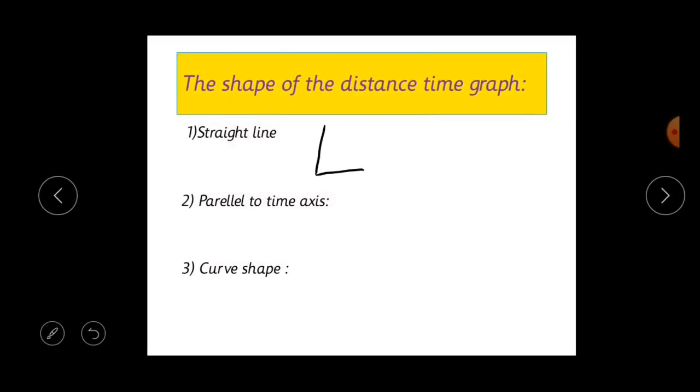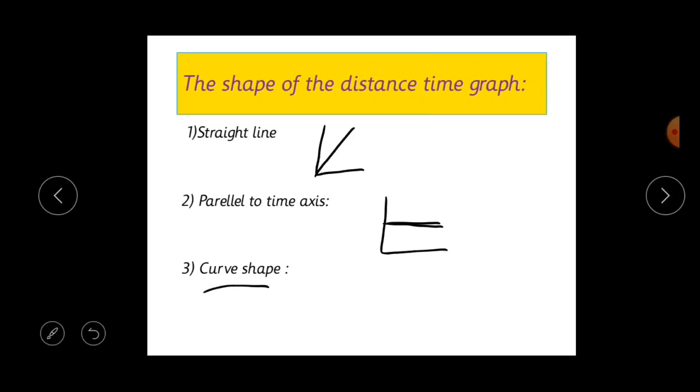So this is a straight line graph, and parallel means like this. Parallel means the object is stationary. Stationary means the object is not moving here. Okay, the object is not moving in the parallel one.